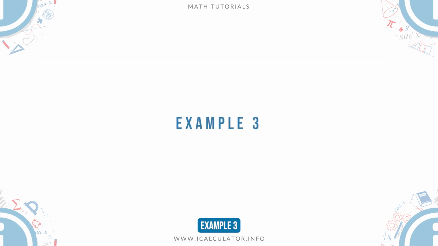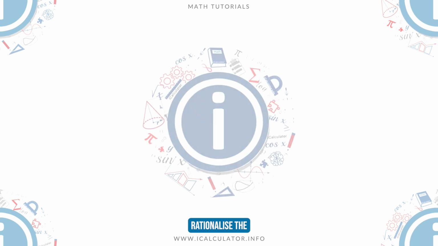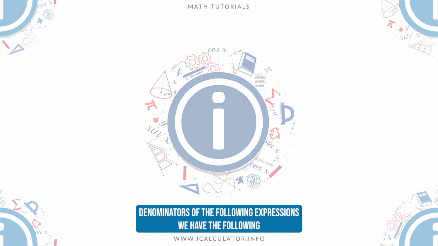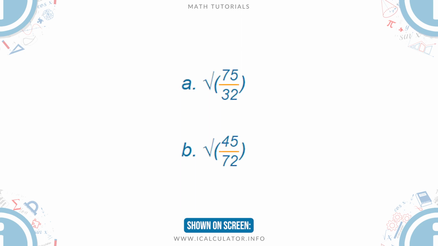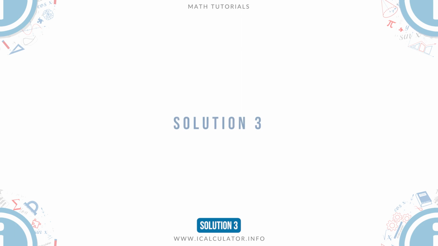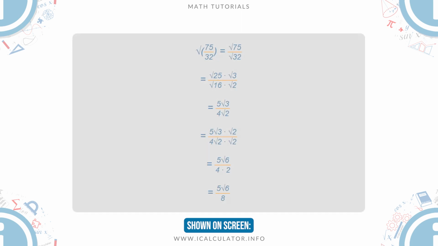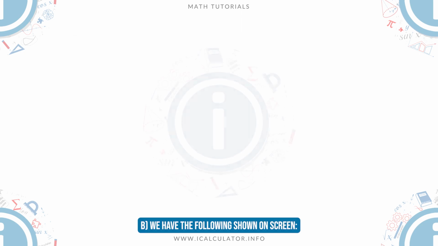Example 3. Rationalize the denominators of the following expressions. We have the following shown on screen. Solution 3. A. We have the following shown on screen. B. We have the following shown on screen.